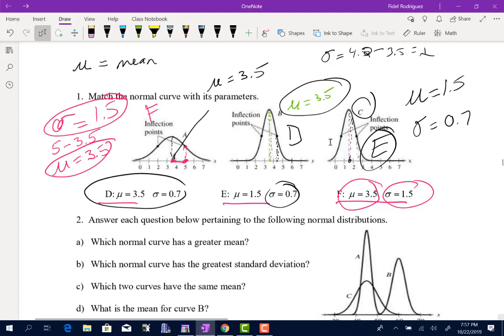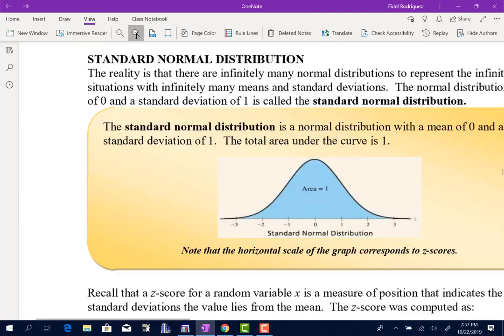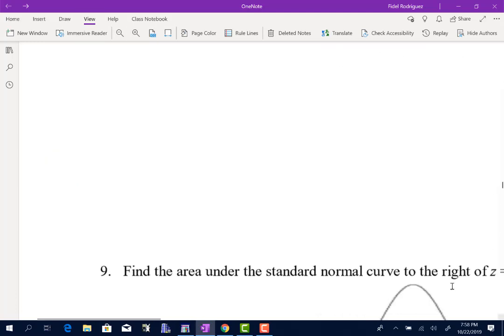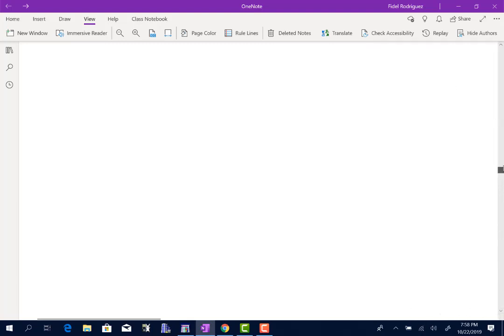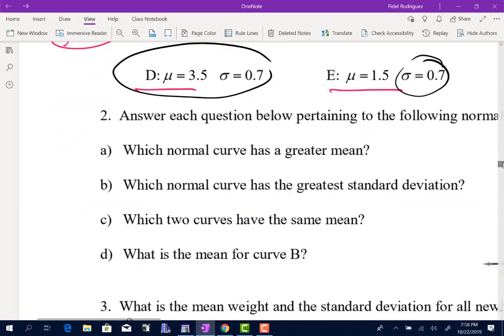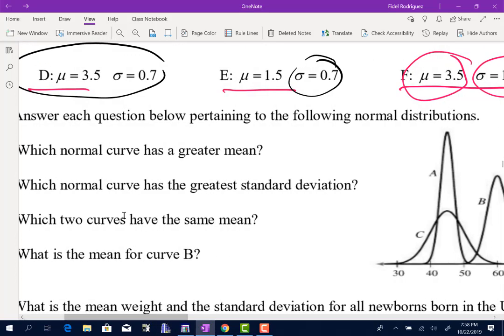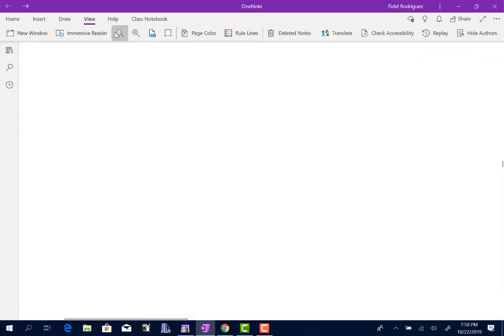Alrighty. It's probably going to throw me all over the place, but I want to zoom in a little bit more. And let me see if I can go back and find it. Whoa. Not that part. Here we go. Okay, and now I zoomed in too much.